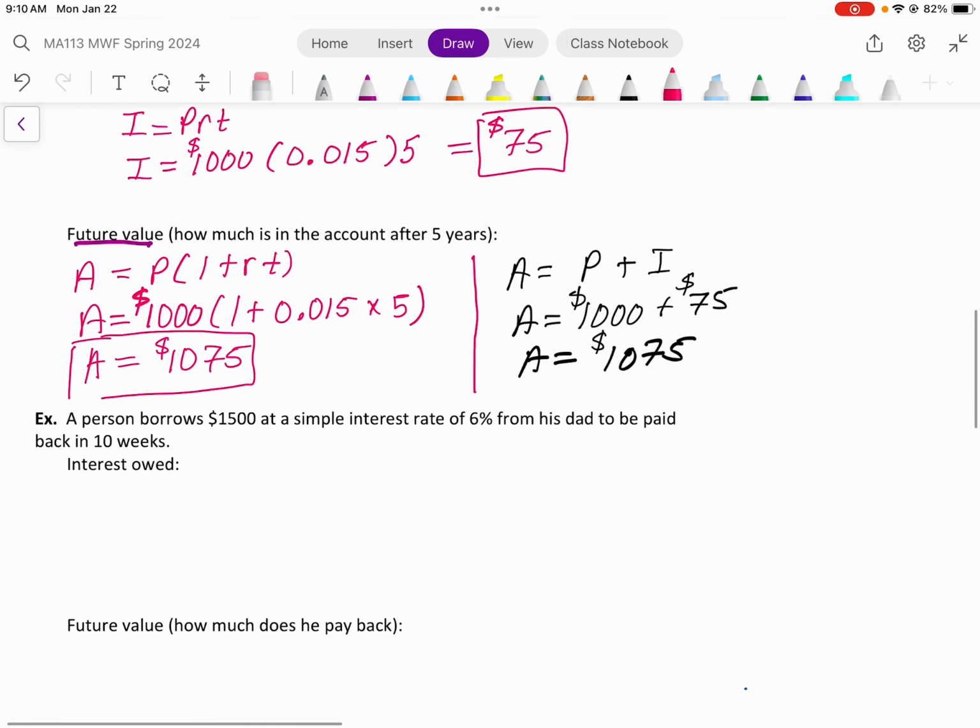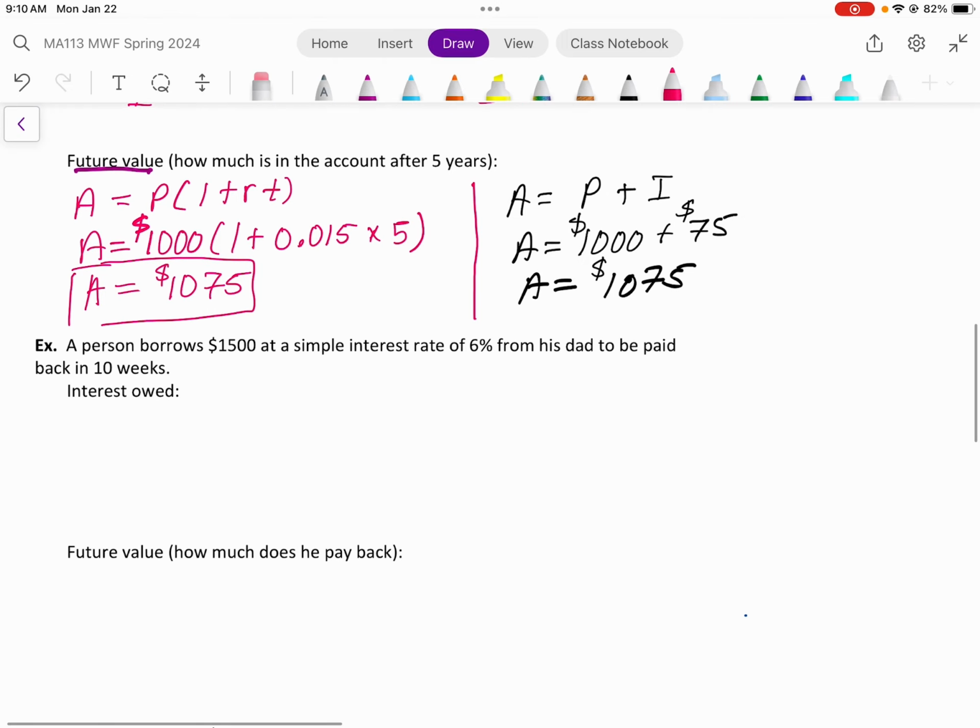Here's another one for you to try. I'm going to leave this one blank for you and let you work it out on your own. And then you can go back to OneNote and see if you have it correct. I will caution you, though, this one, the time is in 10 weeks. So here's what we're going to do with that. Remember, time has to be in terms of years.